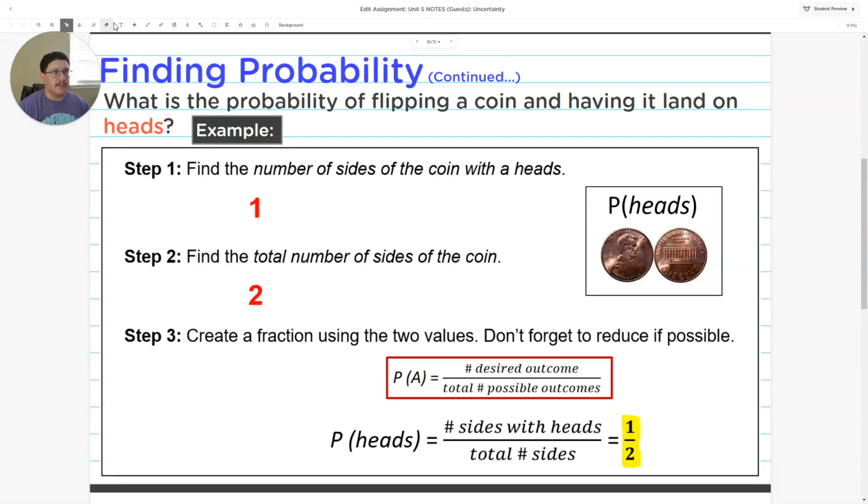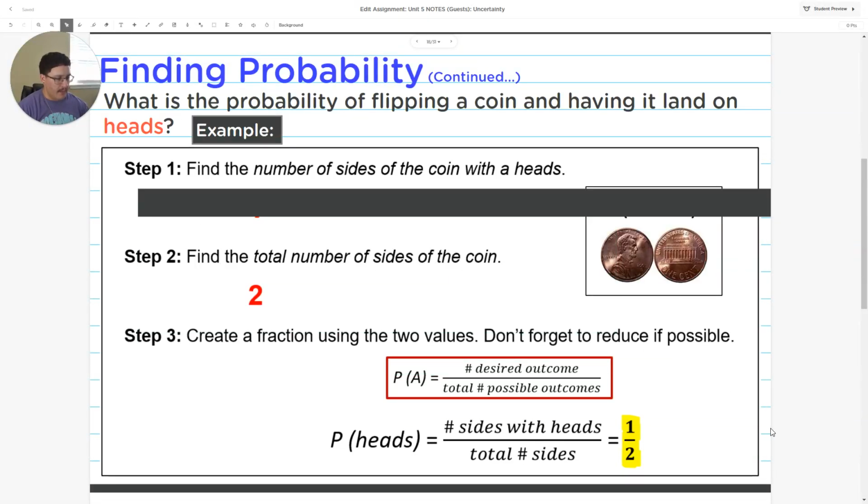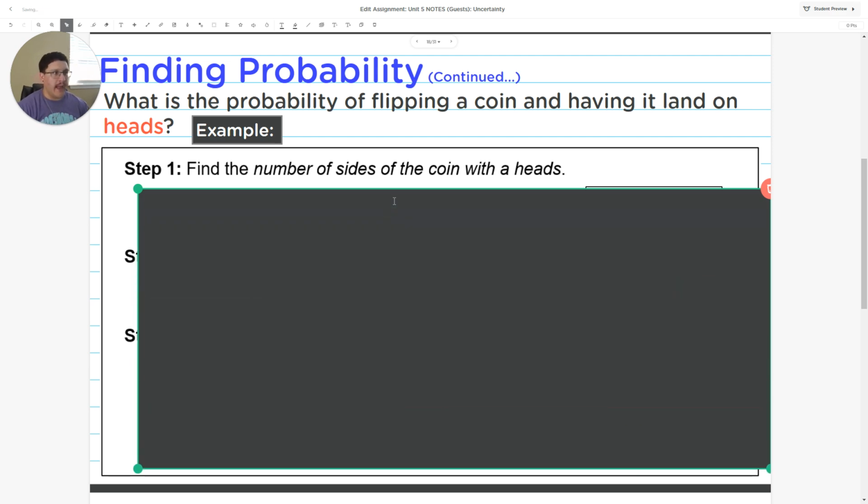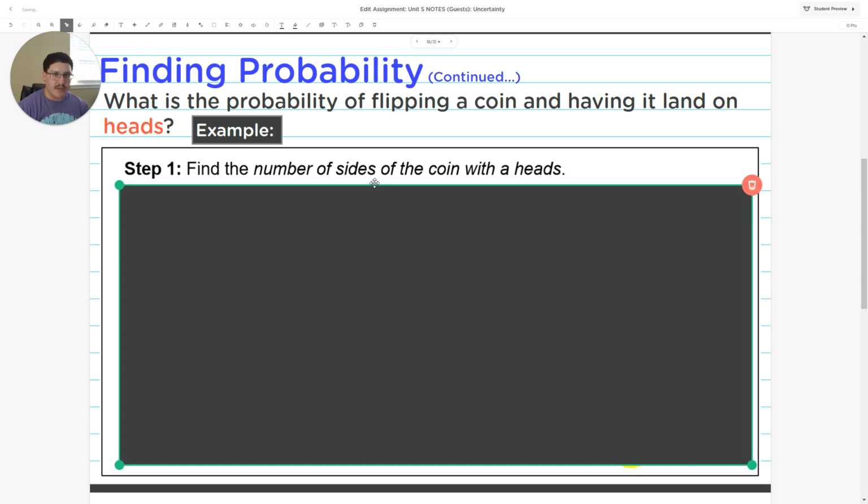So here's an example. And again, I'm going to cover these up so that the example doesn't get spoiled as we go. Although it's already been spoiled. I'm going to pretend you didn't see that. What is the probability of flipping a coin and having it land on heads? So how do we find the fraction?